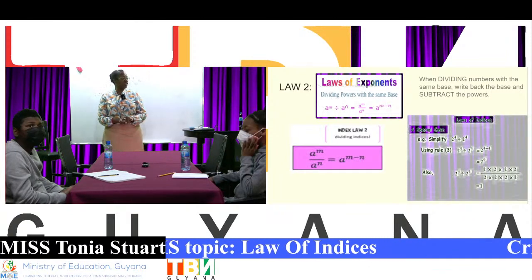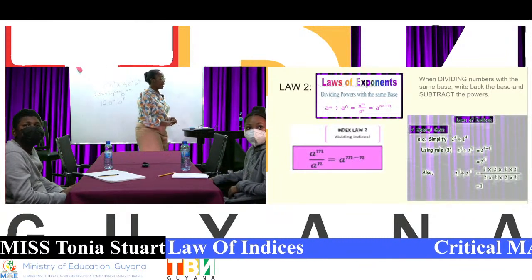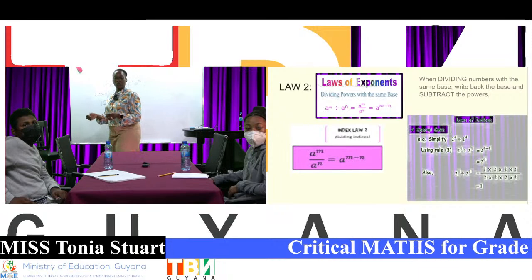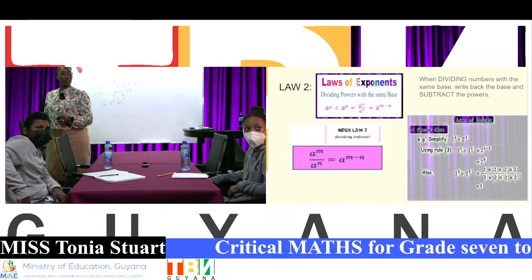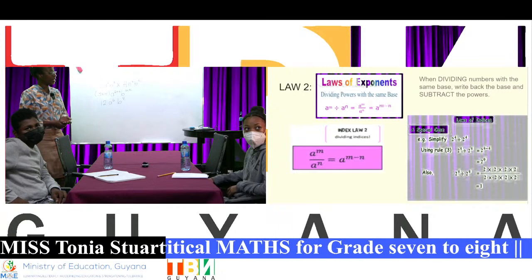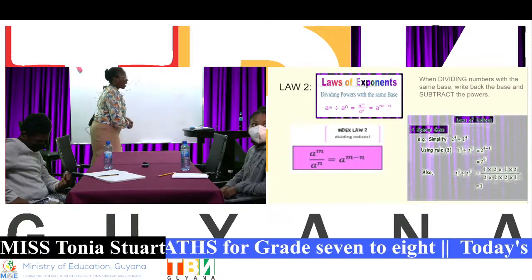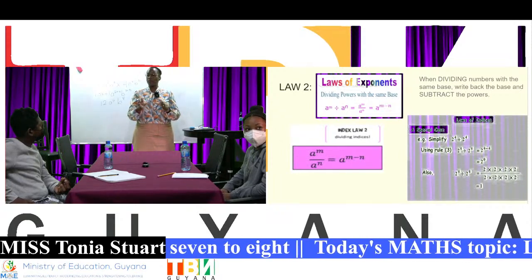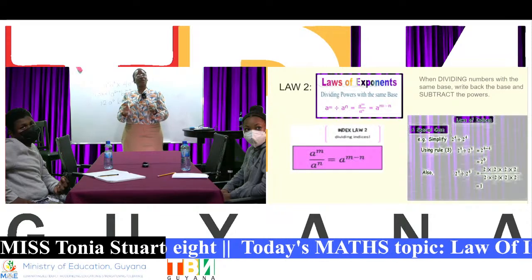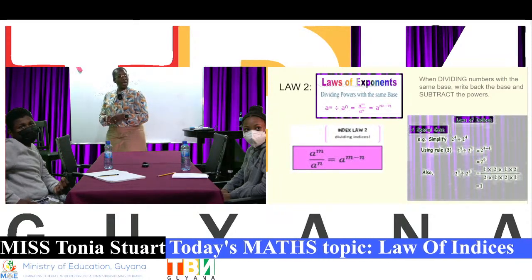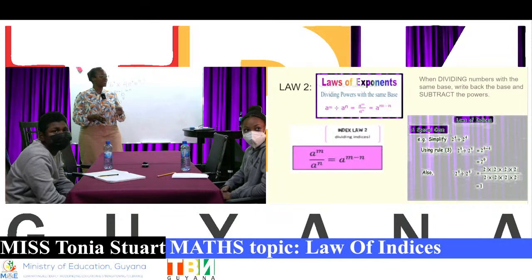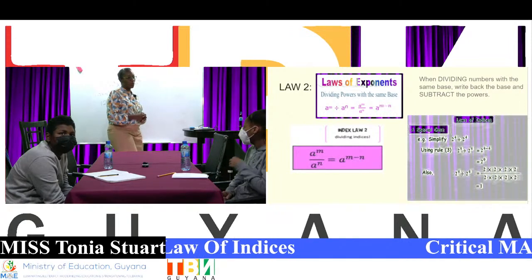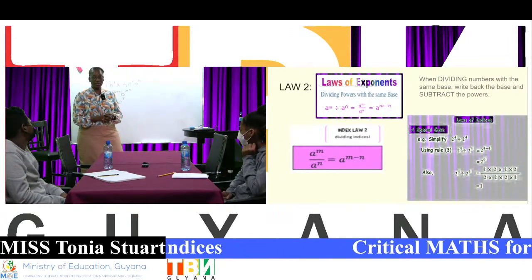Good, so we have a division there. 2 to the 4th power divided by 2 to the 4th power. So, 2 to the 4th power minus the 4th power. What will we get? 2 to the 0 power. In expanded form, we have 2 multiplied by 2 multiplied by 2 multiplied by 2, divided by 2 multiplied by 2 multiplied by 2 multiplied by 2. If we work out the top and the bottom, we will find that our answer is 1. Right?